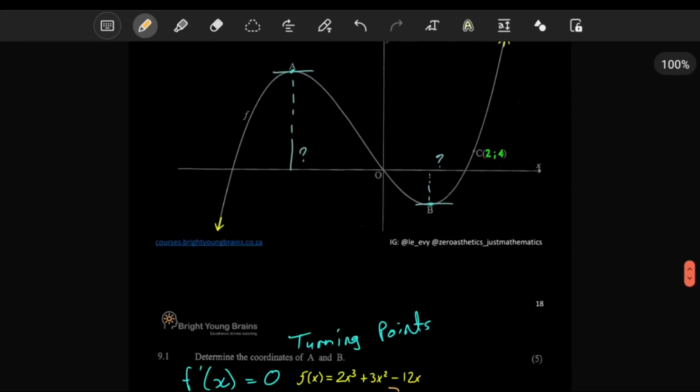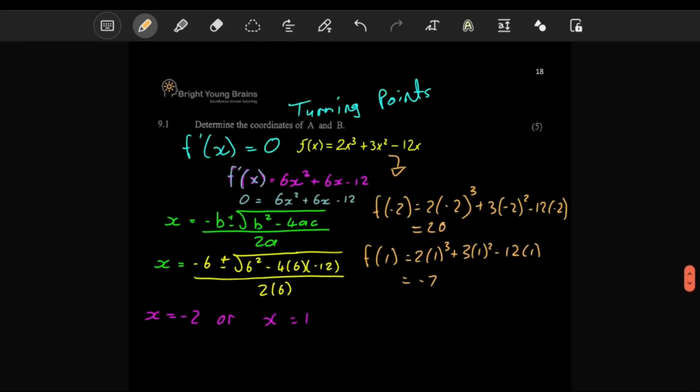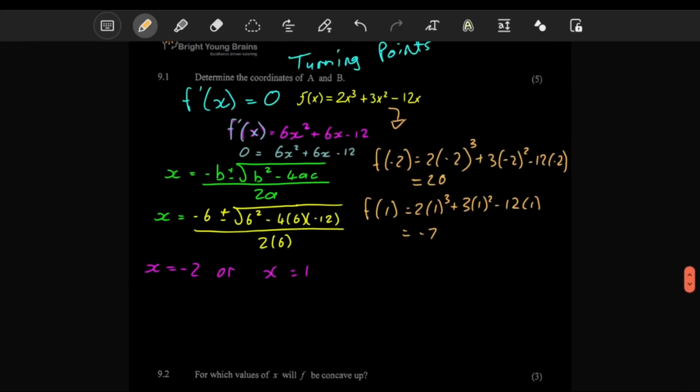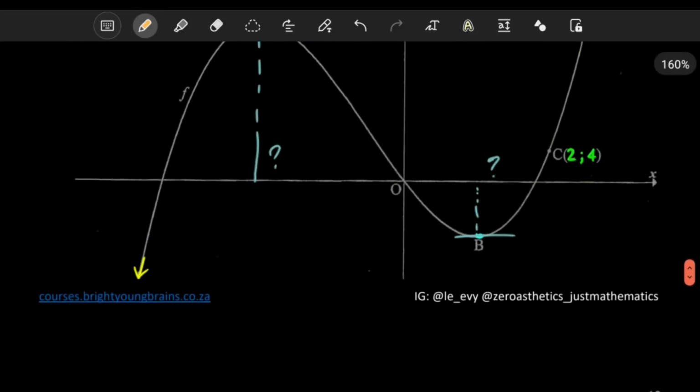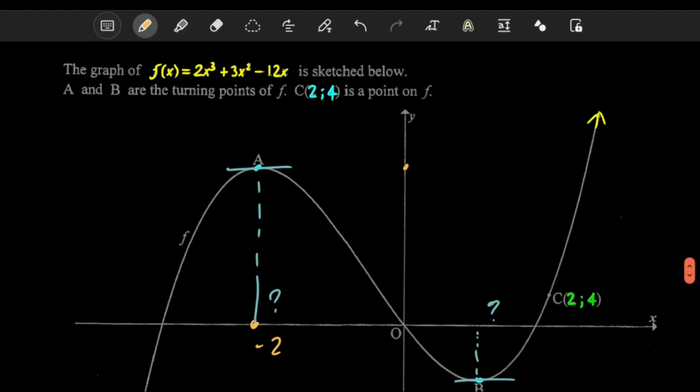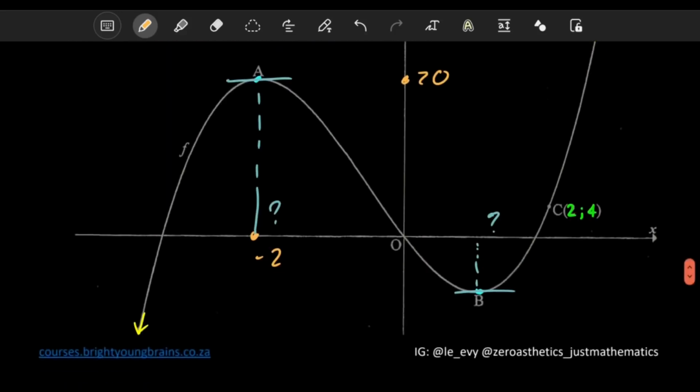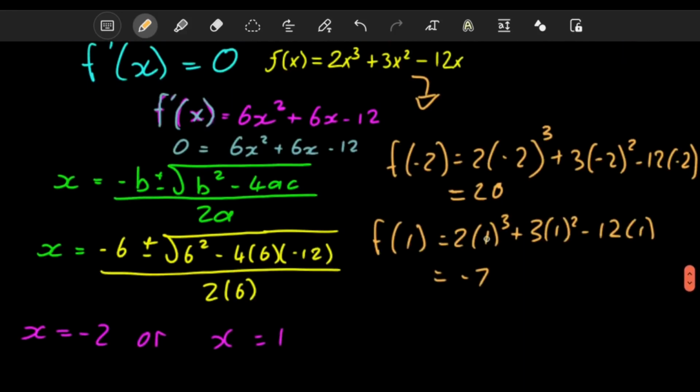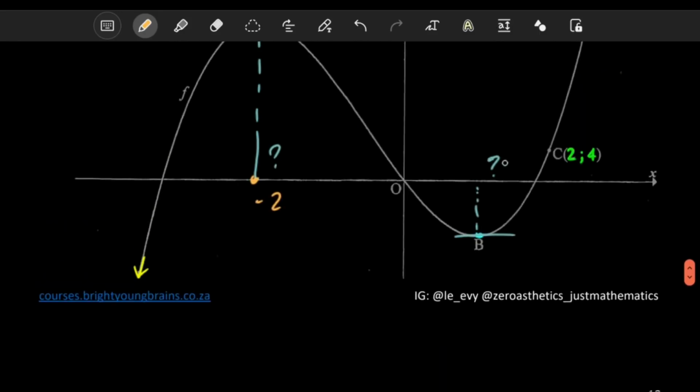Let's see if that makes sense. No wait, it does. It really does. If this is a negative 2, this has to be a 20. And if this is a positive 1, this definitely has to be a negative 7. So it checks out. It looks to scale.